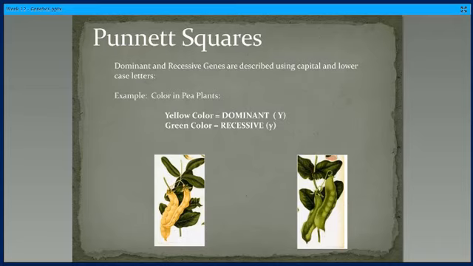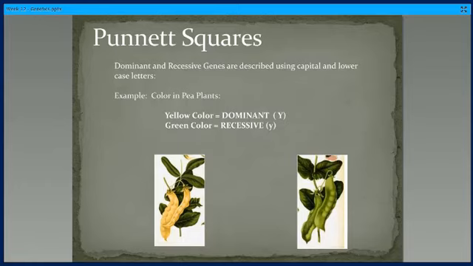Dominant and recessive genes are described using capital and lowercase letters. That's how we're going to set it up in our Punnett square, and we'll get to that on the next slide. But for our example, in pea plants, which is what Gregor Mendel used, yellow is dominant, so that's going to get an uppercase Y for yellow, and green is recessive, so it's going to get a lowercase y, not a G, because the gene we're talking about is color in the pea plant.